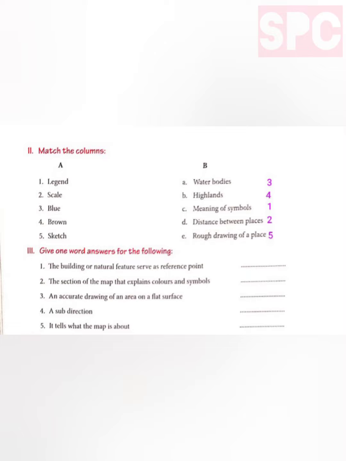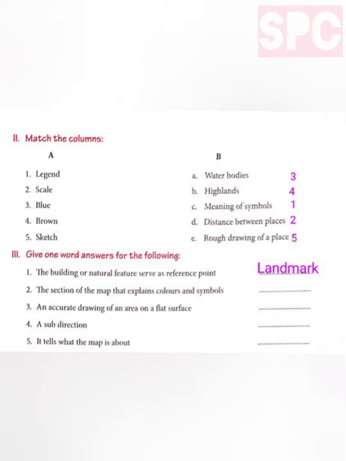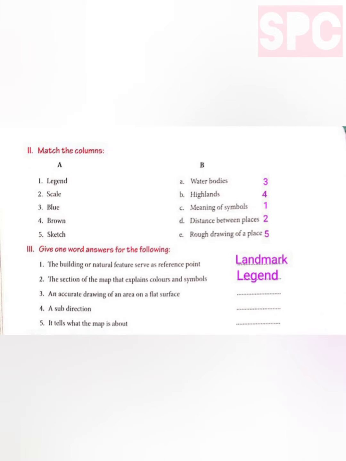Question number 3. Give one-word answers to the following. Part first. The building or natural feature serve as reference point. So it is a landmark. Any building or natural feature which serves as a reference point is termed as a landmark. Part 2. The section of the map that explains colors and symbols. So it is legend or key. You can write legend or key, both the answers are correct.